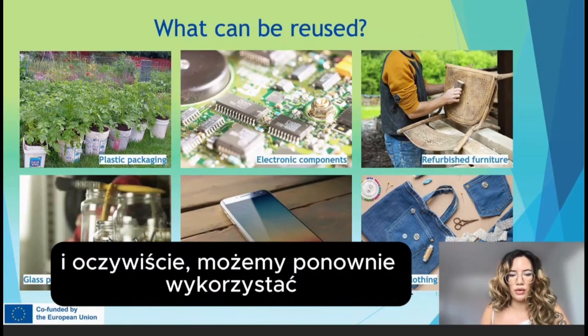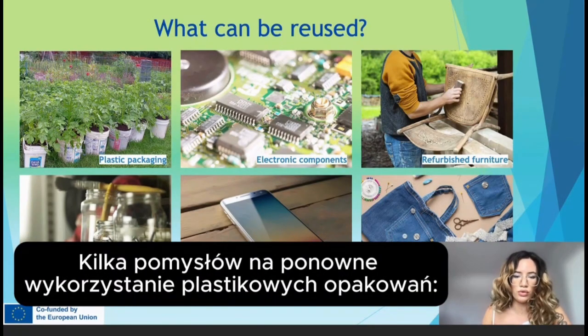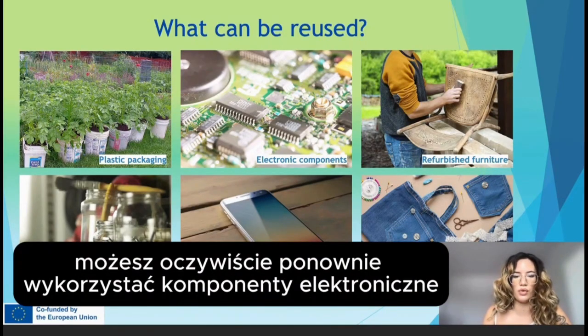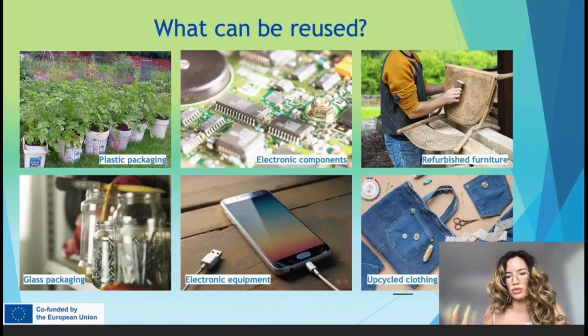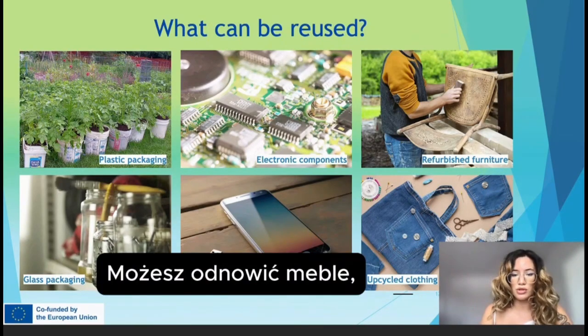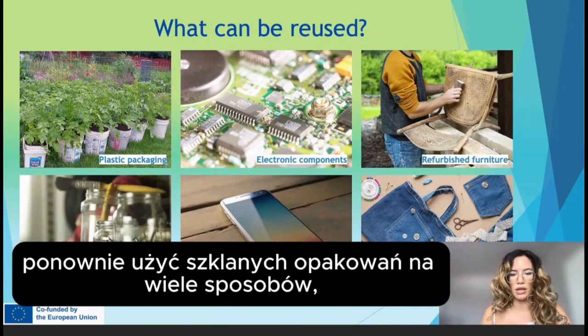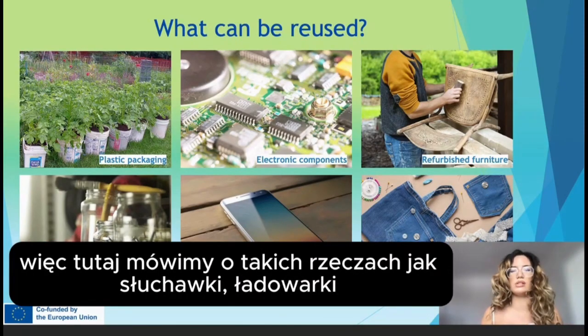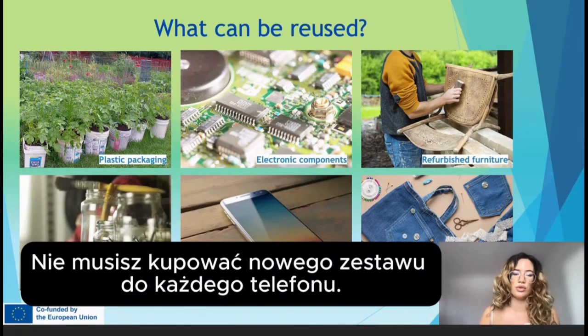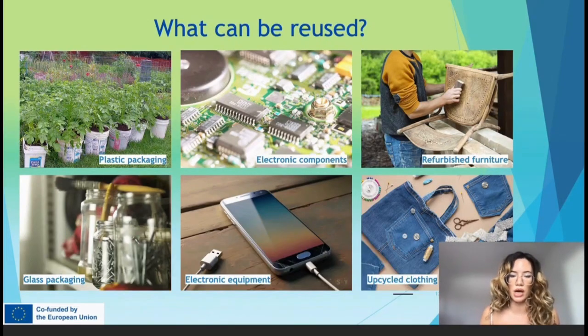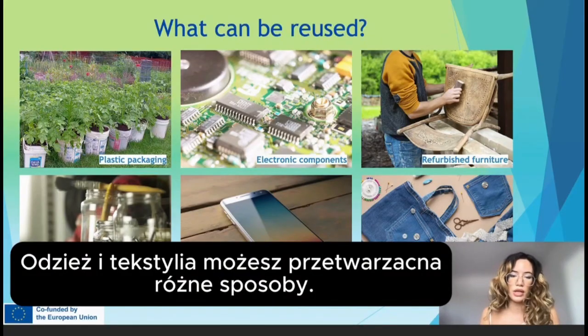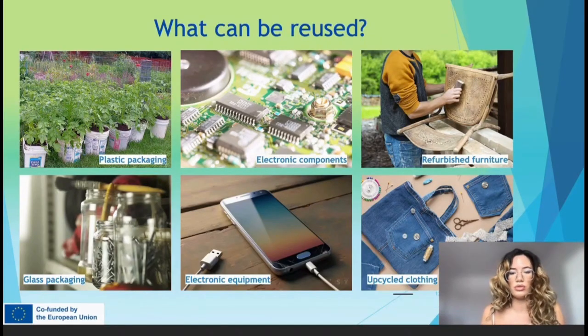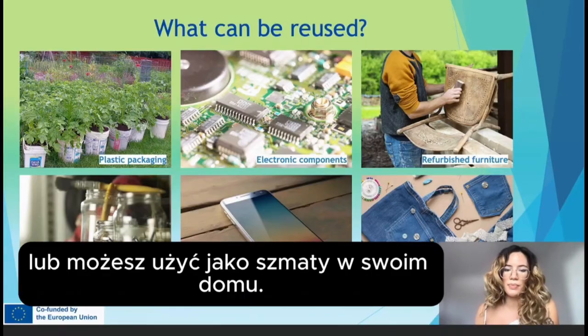And of course, if we can reuse, some ideas for reusing plastic packaging as a pot. You can reuse electronic components, of course, maybe not yourself, but you can donate it to a center that does that. You can refurnish the furniture. You can reuse glass packaging in many ways. You can try to reuse electronic equipment. So here we're talking about stuff like headphones, like chargers. So you don't need to buy a new set for every single phone that you buy. And of course, clothing and textiles, you can upcycle it in all sorts of ways, or you can use it as rags in your house.